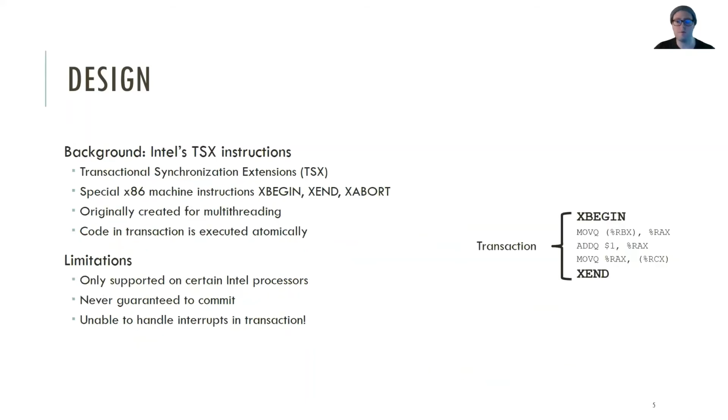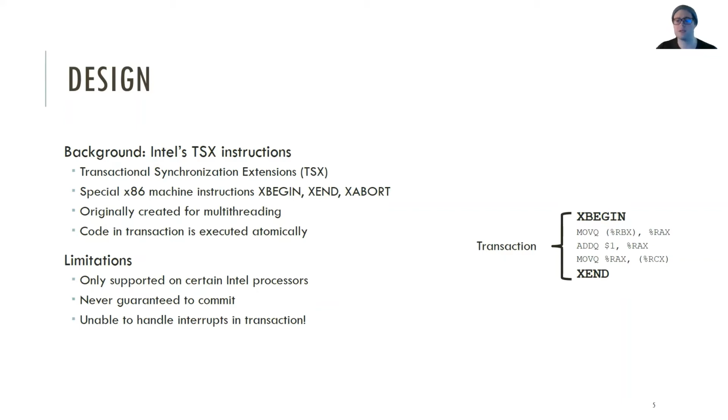Okay, so briefly as an aside, I'll say a little bit about these TSX instructions that are actually used to implement transactions. So they're x86 instructions that allow a series of instructions to be executed atomically. So either all of the code in the block of code in the transaction executes or none of it does. Specifically, these TSX instructions are the X begin, X end, and X abort machine instructions. And they were originally created to help the performance of programs with concurrency.